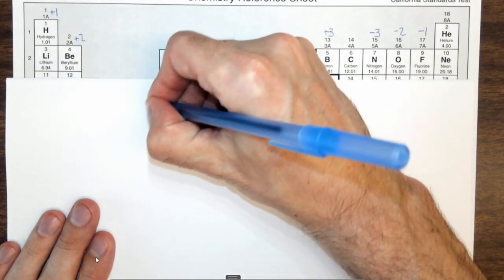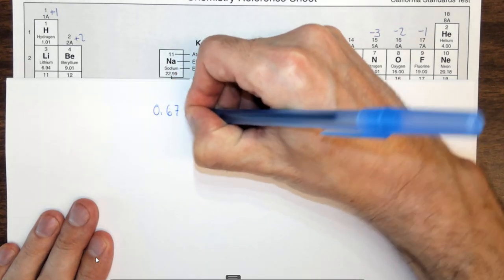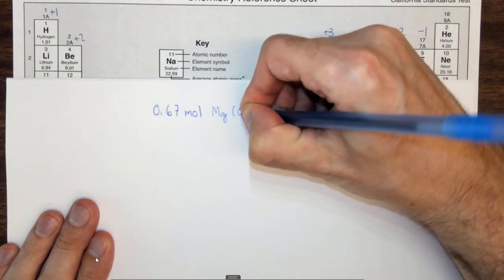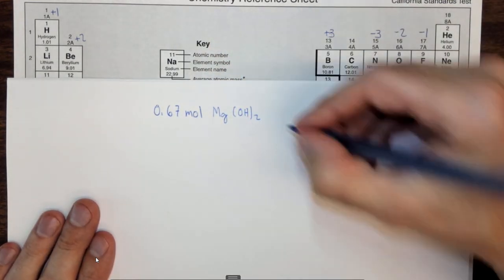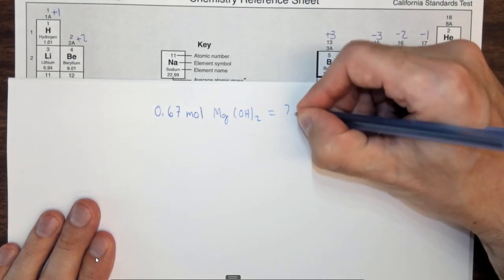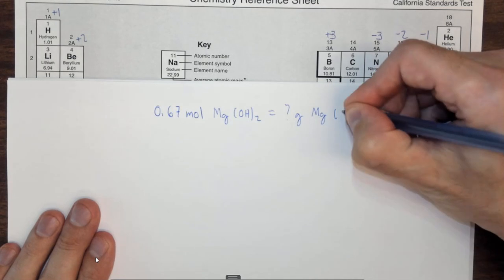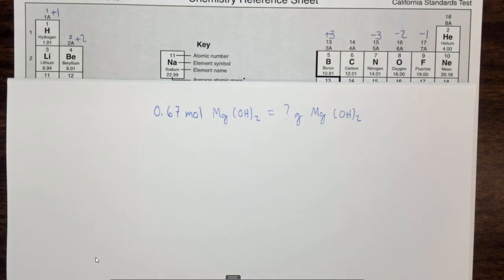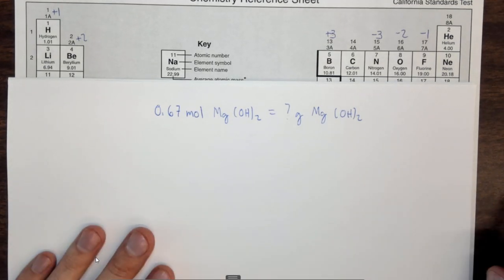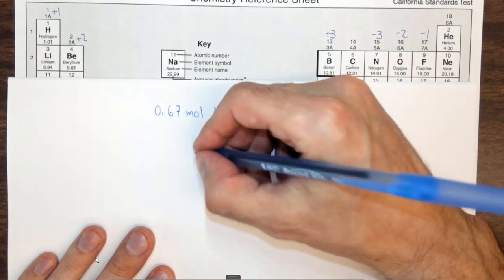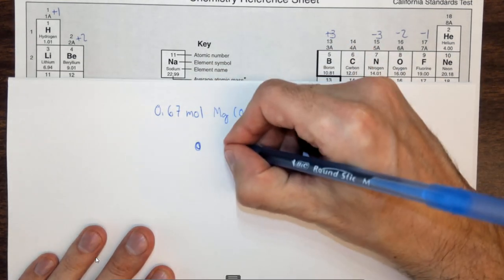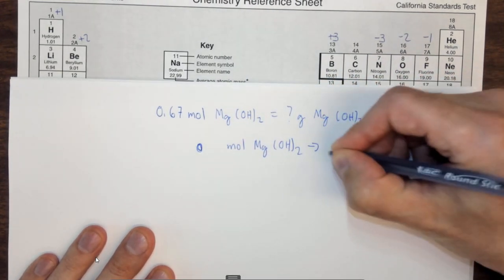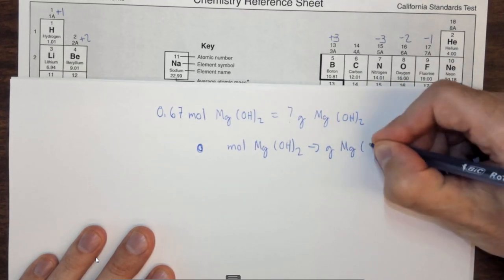Let's say we have 0.67 moles of magnesium hydroxide, which is found in milk of magnesia, and we talked about this a little bit in the previous chapter. And we want to know, what is the mass of that? How many grams of MgOH2 are present in 0.67 moles of MgOH2? Well, our plan of attack here is again a one-step conversion. So we're going to start with moles of MgOH2, and we're going to convert that to grams of MgOH2.